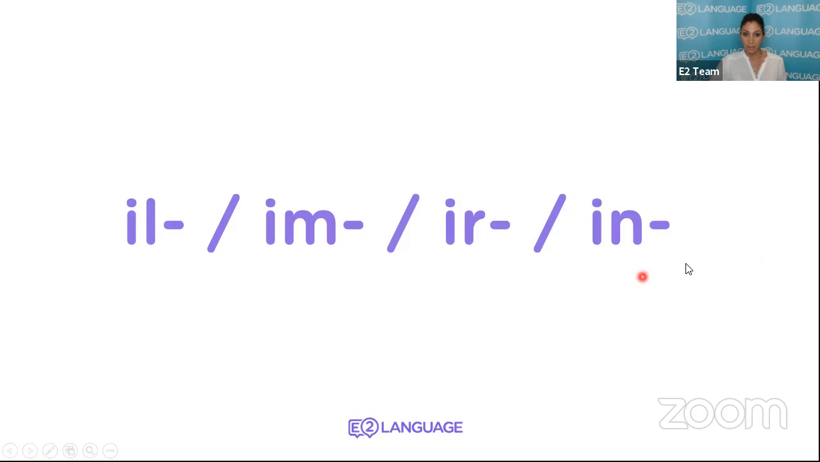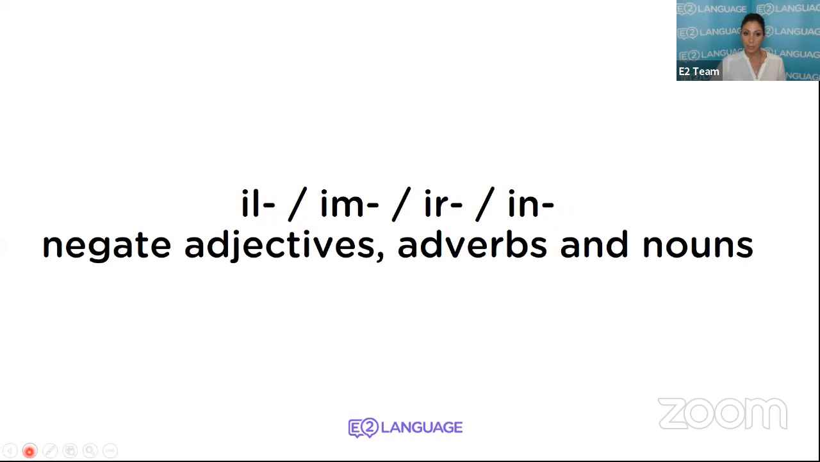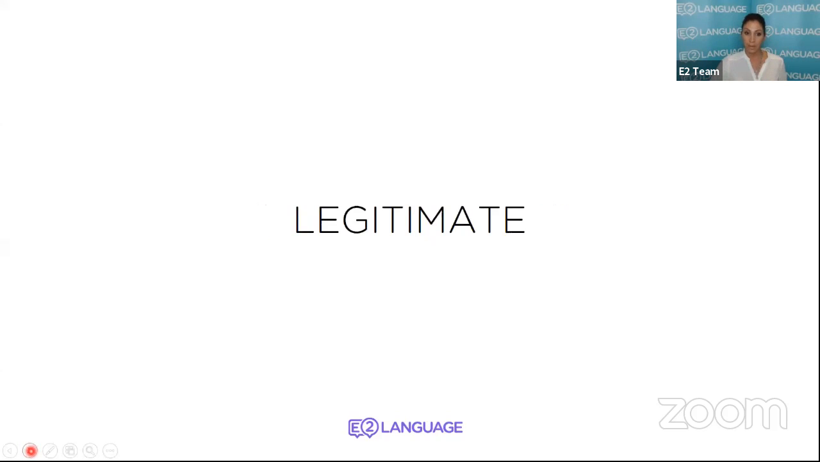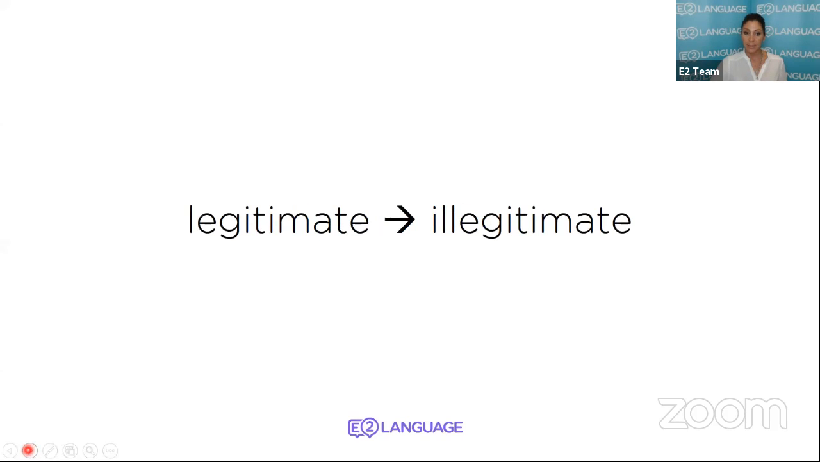Okay, then we have this other group here that starts with I. So we have IL, IM, IR, and IN. And when do we use these? We use these to negate adjectives, adverbs, and nouns. But there's a little trick to remembering when we use them. So IL always goes before a word that starts with L. For example, legitimate becomes illegitimate. Legitimately, the adverb, becomes illegitimately. And the noun legitimacy becomes illegitimacy.